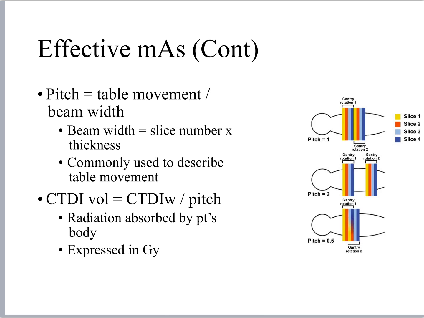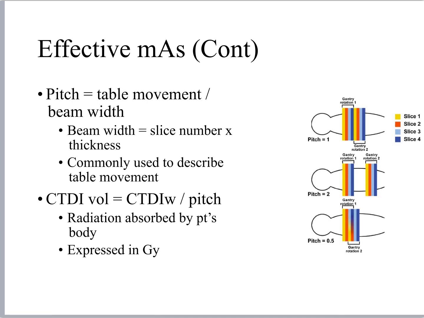What I think is helpful for us to know for the registry is not these points of controversy, but just how to calculate pitch, and then how to understand a CTDI volumetric. So first off, pitch equals table movement per rotation divided by the beam width per rotation. So beam width is just going to be the slice number times the slice thickness. So if we say that we have a 16 slice CT scan, that would be 16 slices. What is the average slice thickness? Just for example, 2.5 millimeters. So we would multiply 16 times 2.5 and we would have the beam width.